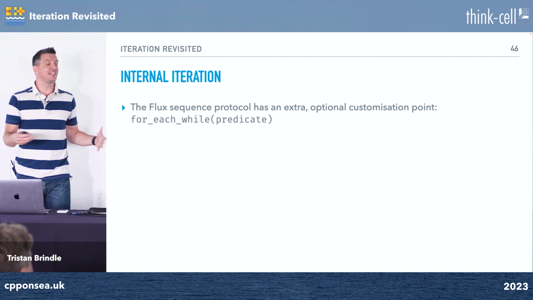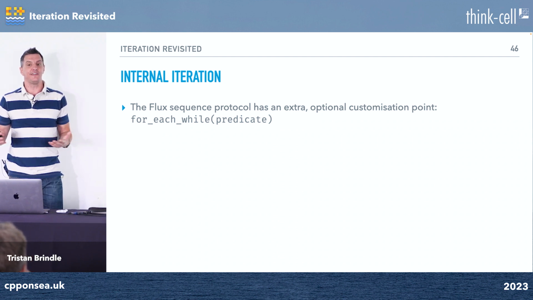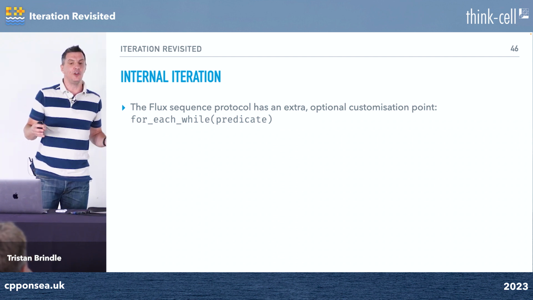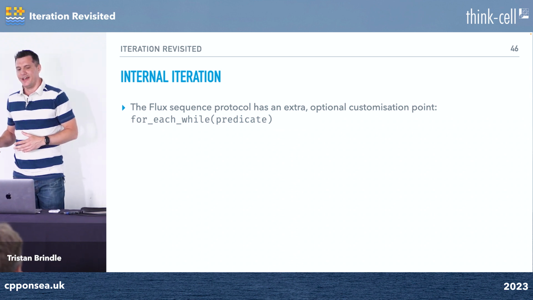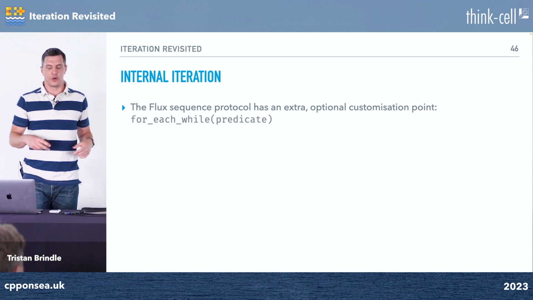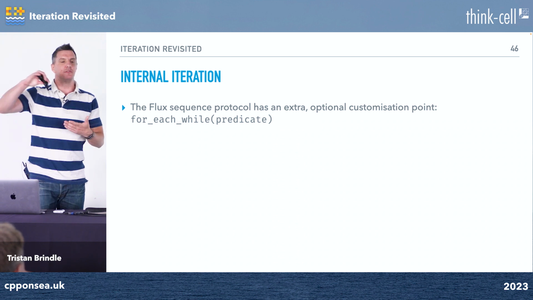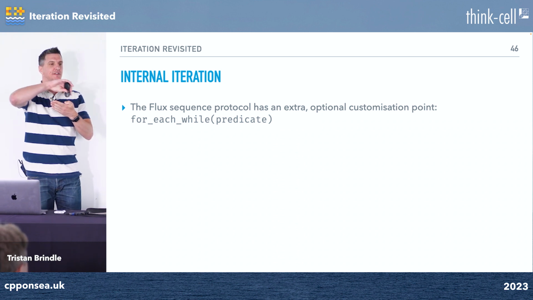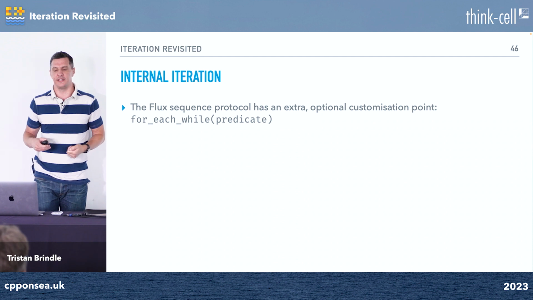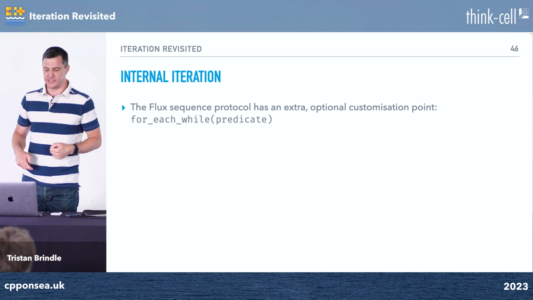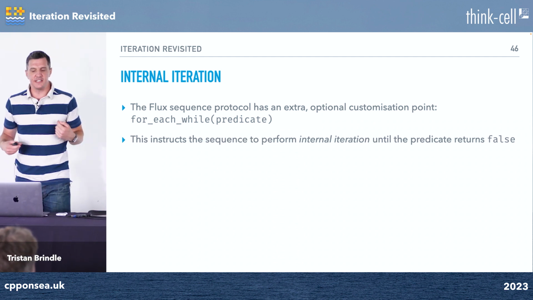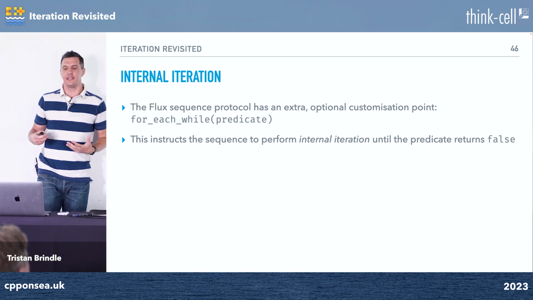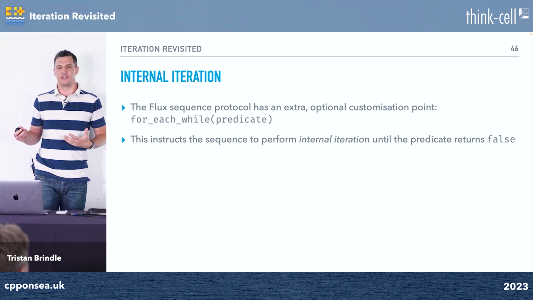Right, so this is actually exactly the same algorithm as find if, or specifically find if not, except that for each while, the reason it has a different name is because you're allowed to provide a stateful predicate into the Flux version. Right, that's why it's not called find if. That's why it's got this unwieldy name instead. So as I say, this instructs the sequence to perform internal iteration until the predicate returns false.